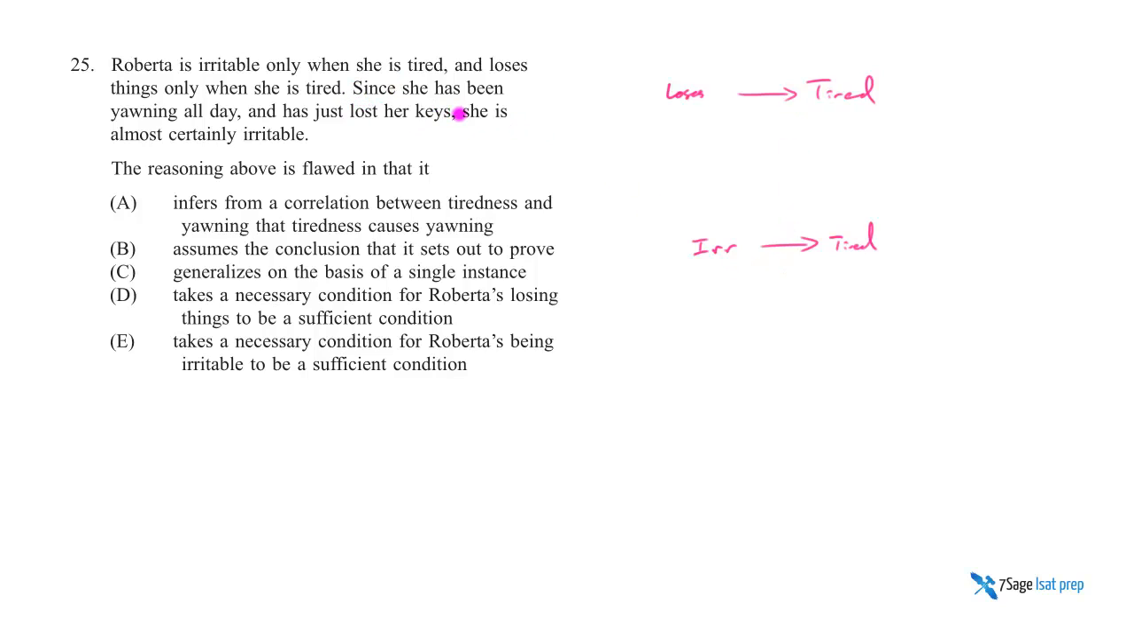So since she has been yawning all day, which is nothing, this is nothing, right? You've got to be very careful not to assume that just because someone's yawning all day that they're tired. This could be an act, right? They could just be yawning to try to fool you or something. And she has just lost her keys, but this is something. She just lost her keys, so loses things. So this is triggered. She lost something, right?